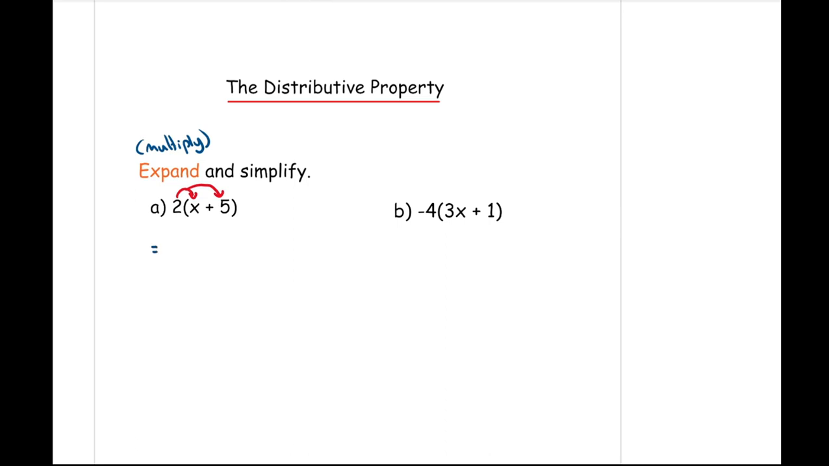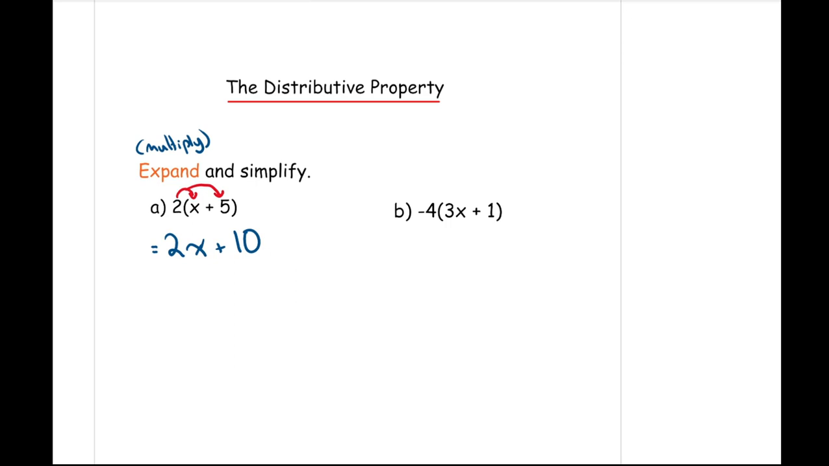So if I have 2 times x, that's basically saying I have 2x, and then 2 times positive 5 gives me 10. Can I simplify this further? Can I collect these like terms, or are these like terms that I can collect? Looking at them, we should recognize that no, they're not. 2x, there's an x there, there's no variable on the 10, so that's as far as I can go.